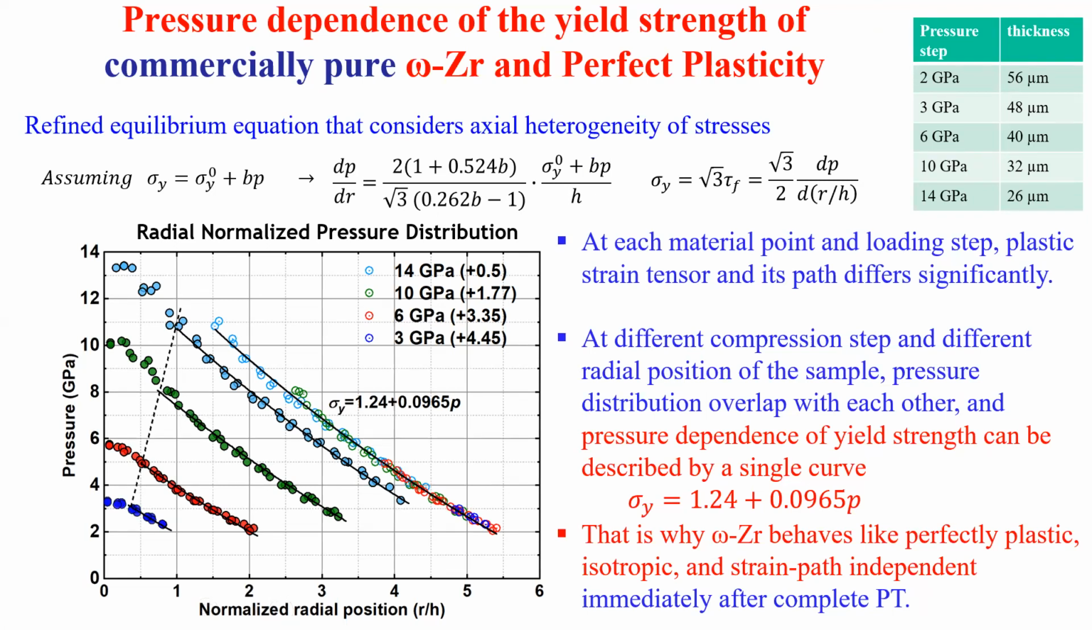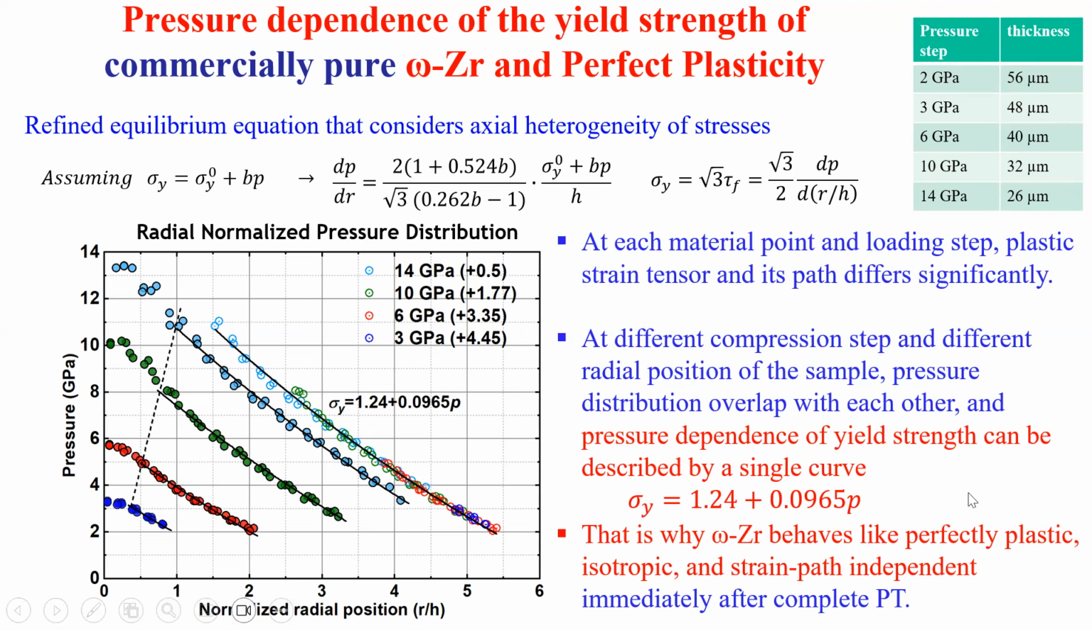And you see pressure distribution points, experimental, and all of them are described by this simple pressure dependence of yield strength, which is independent of plastic strain, independent of plastic strain path, and does not contain any information about anisotropy. But at each point of the sample, for different loads, we have different components of plastic strain tensor, different plastic strain path, and the material acquires anisotropy. So that means that after severe plastic deformation, material behaves as perfectly plastic, isotropic, and strain path independent.